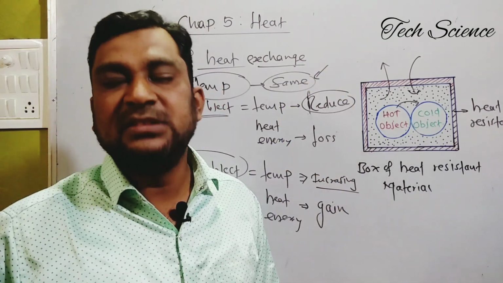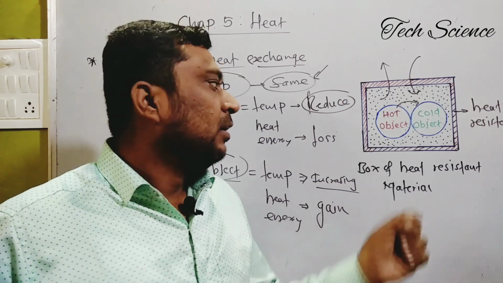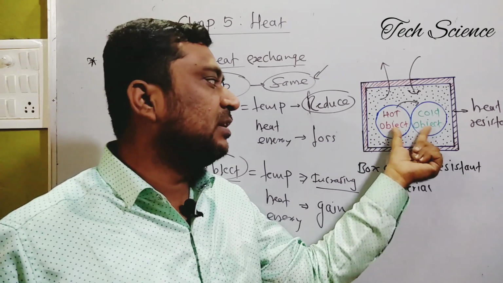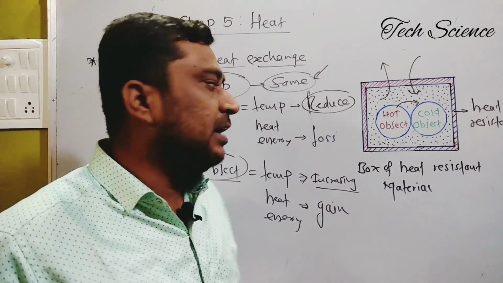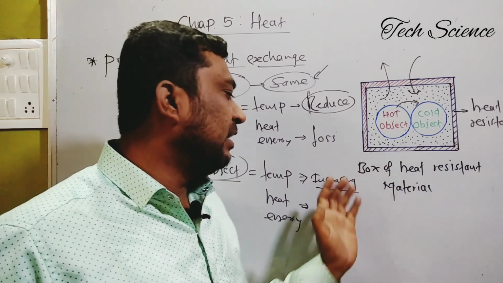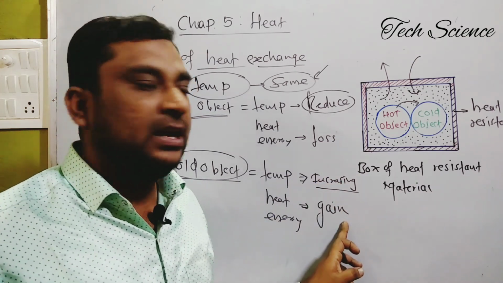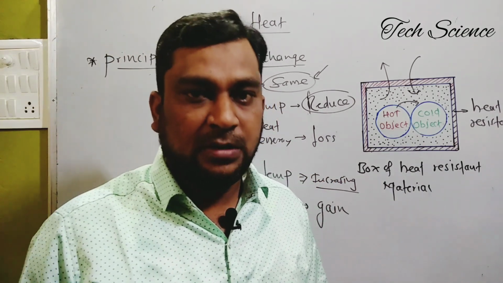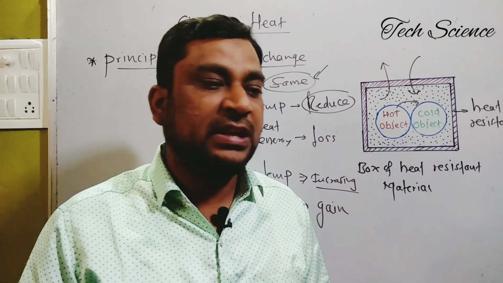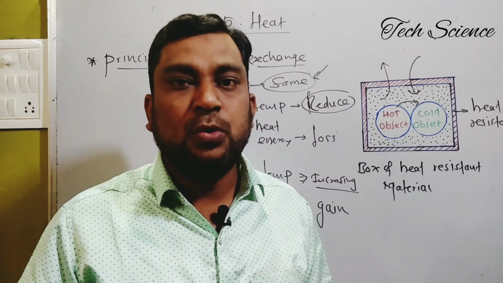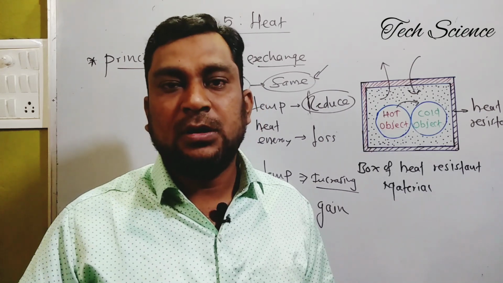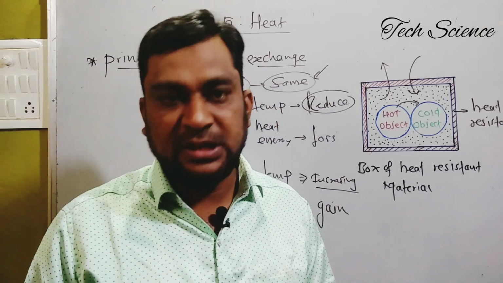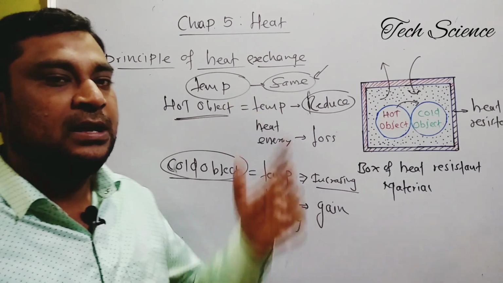It means that when both objects get in sync with each other, when the level gets the same, then the exchange of heat energy, the loss of heat energy and gain of heat energy, gets stopped, up to the extent when the temperature of both objects is the same. And this is the principle of heat exchange. In short, we can say that the heat energy lost by the hot object is equal to the heat energy gained by the cold object. Both quantities are the same. This is the principle of heat exchange.